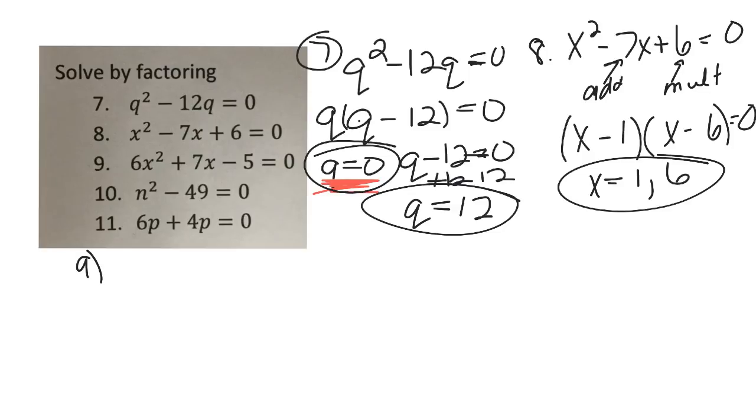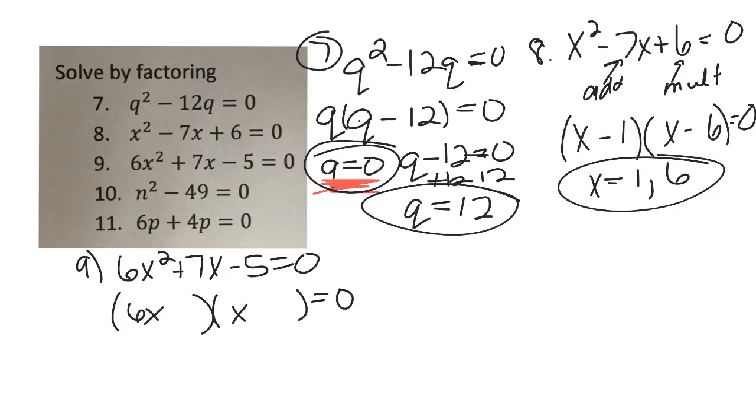Number 9, 6x squared plus 7x minus 5 equals 0. First thing I should do when I have a coefficient is look to see if I can divide them all by the greatest common factor to make it easier. In this case, I can't, so I want to look at 6. There's two options for 6x. There's 6x and x, and there's 3x and 2x. So we'll see which ones work for us here.